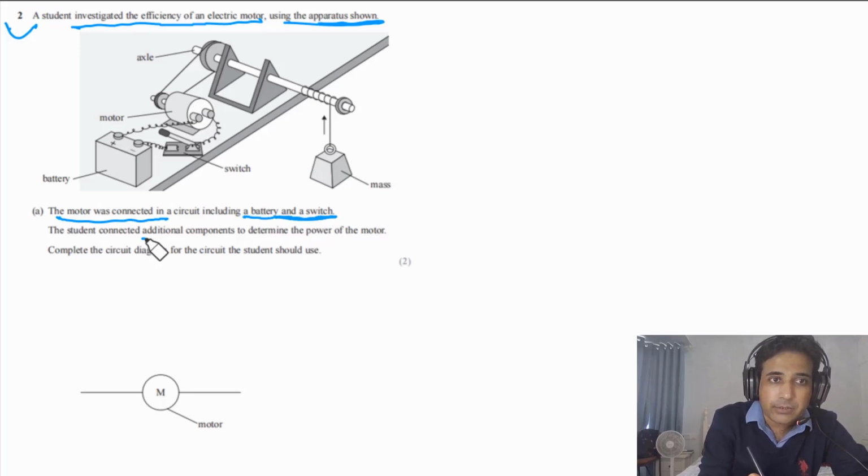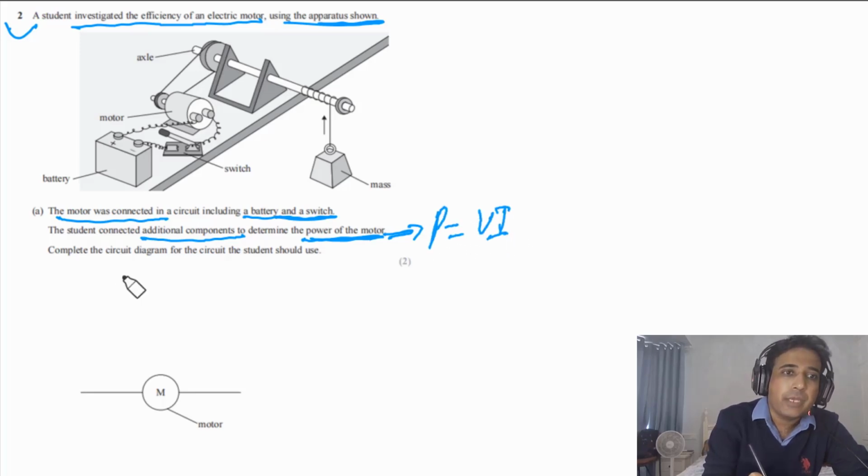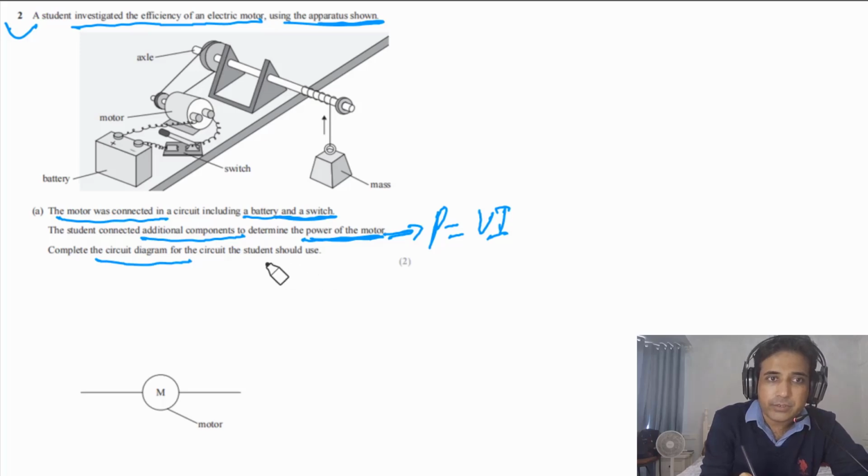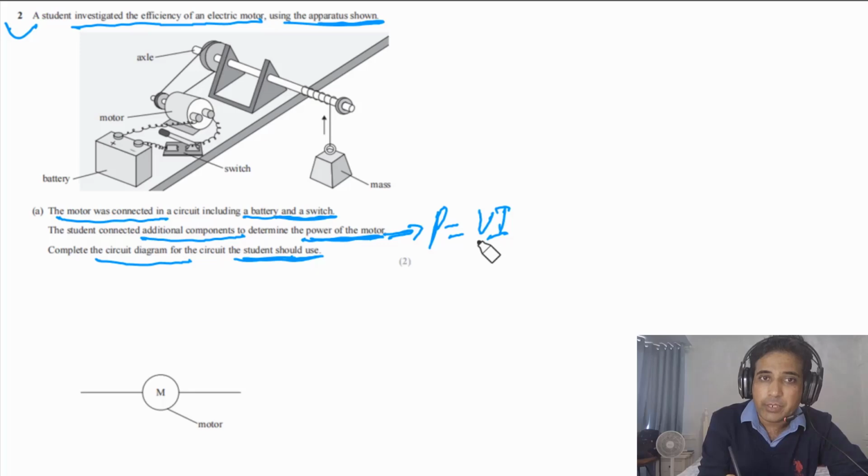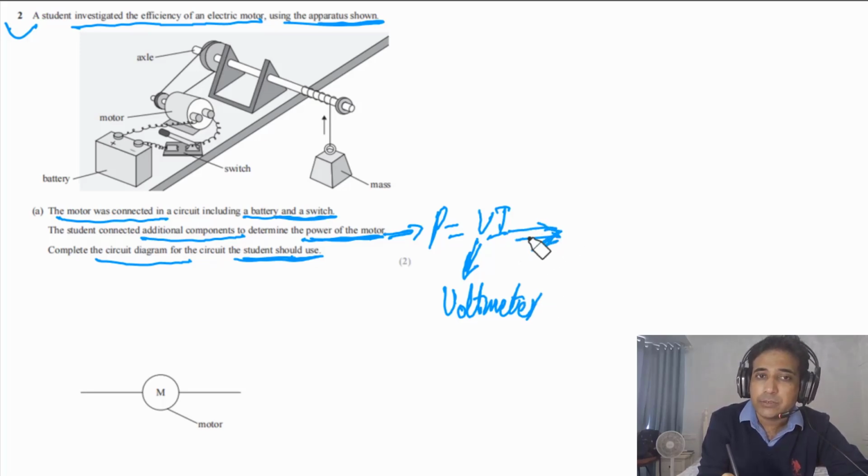The student connected additional components to determine the power of the battery. Power of the battery, we can simply say P is equal to VI. Complete the circuit diagram for the circuit the student should use. So we need to determine the power of the battery. So we need to find the potential difference. So we need to use a voltmeter. We also need to find the value of current passing through the motor. So it means we have to use an ammeter. So these 2 additional instruments we need.